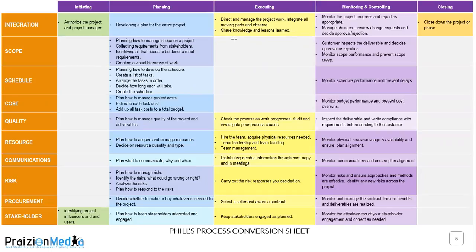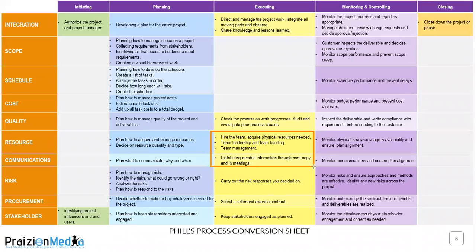In managed project knowledge, we share knowledge and lessons learned. The next one here is quality. Check the process as work progresses, audit and investigate poor project causes. In resource management, we hire the team, we acquire physical resources needed. We're involved with team leadership and team building, and we're also involved in team management.